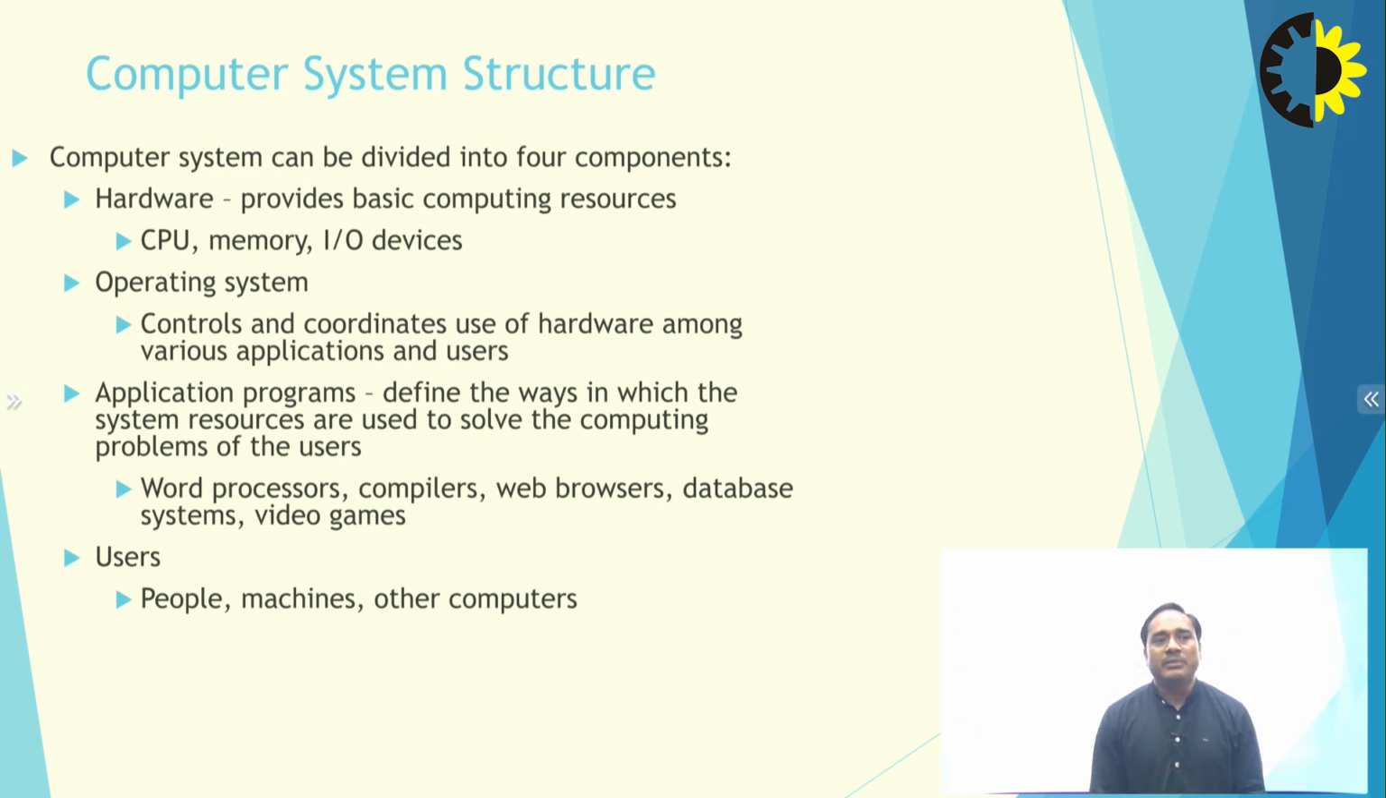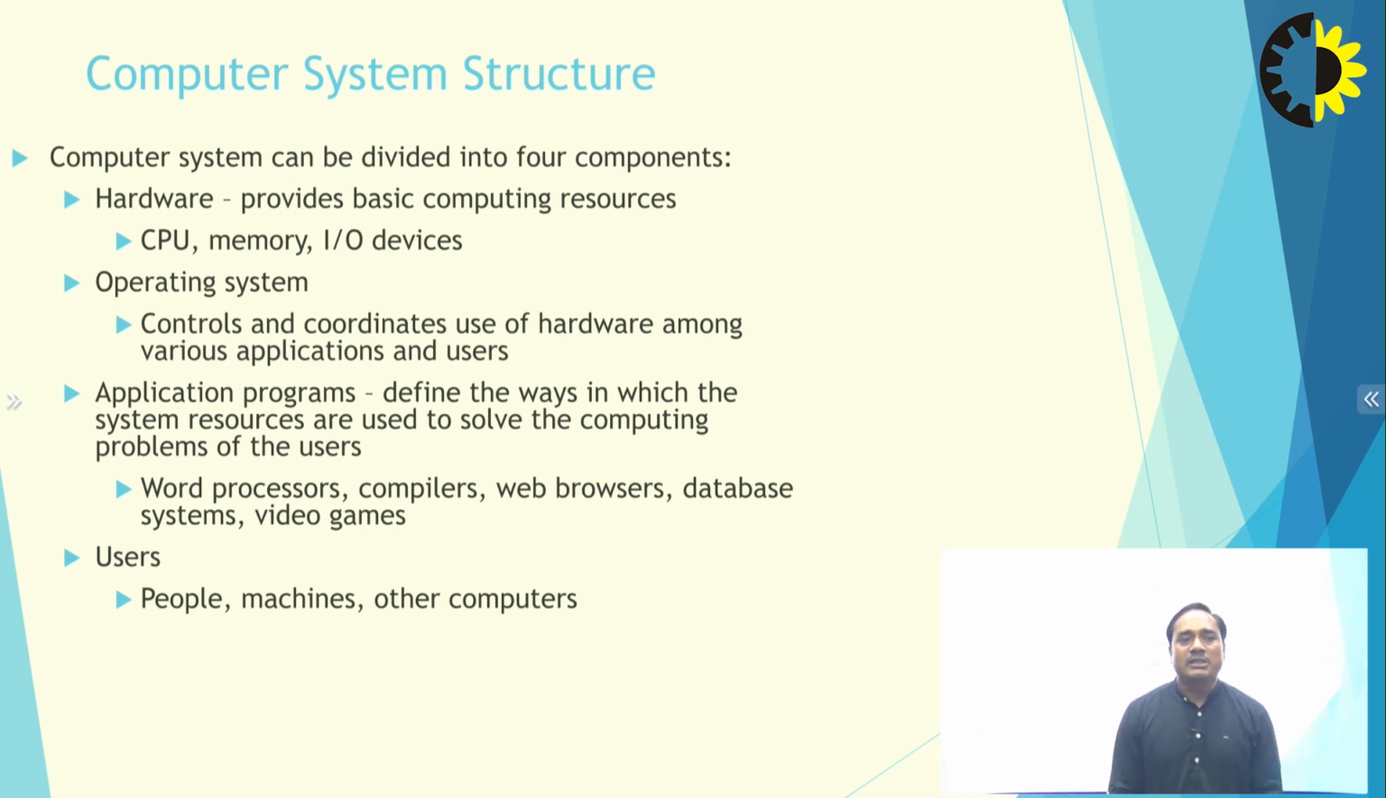The first component is the hardware. Hardware provides the basic computing resources. The basic hardware are the CPU, memory, and input output devices. These are the hardware parts that provide the basic computing resources to the OS. What is the OS? The operating system controls and coordinates use of the hardware among various applications and users. The operating system manages all the requests sent by the users, and it will manage and allocate the resources which are needed by the user.